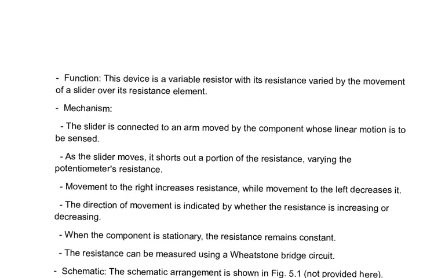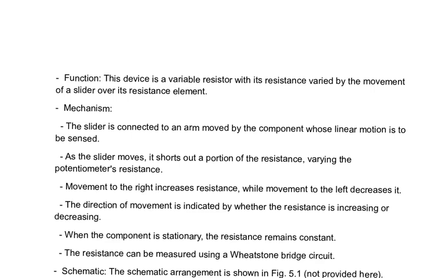The device is a variable resistor with its resistance varied by the movement of a slider over its resistance element. The slider is connected to an arm moved by a component whose linear motion is to be sensed. As the slider moves, it shorts out a portion of the resistance, varying the potentiometer resistance. Movement to the right increases resistance while movement to the left decreases it. The direction of movement is indicated by whether the resistance is increasing or decreasing. When the component is stationary, the resistance remains constant.